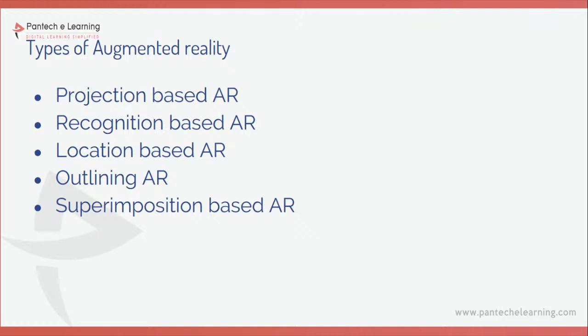So that particular analysis only has been applied here. Like that, if you go for superimposition based AR, it means taking an object, scanning that particular object and converting it to a 3D model. That is known as superimposition based AR. By using superimposition based AR, we will be able to take all kinds of objects into a 3D object, and for that our mobile phone is more than enough.